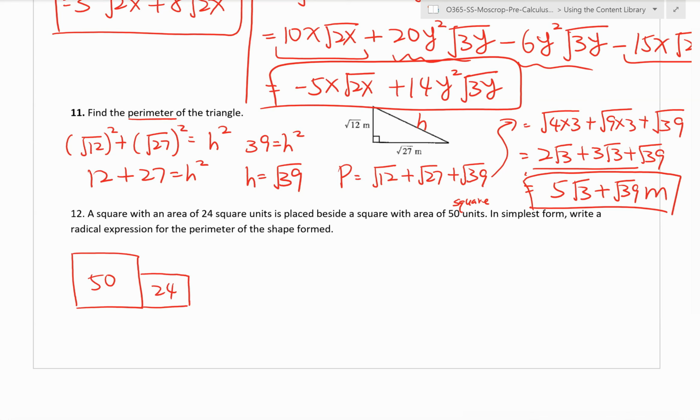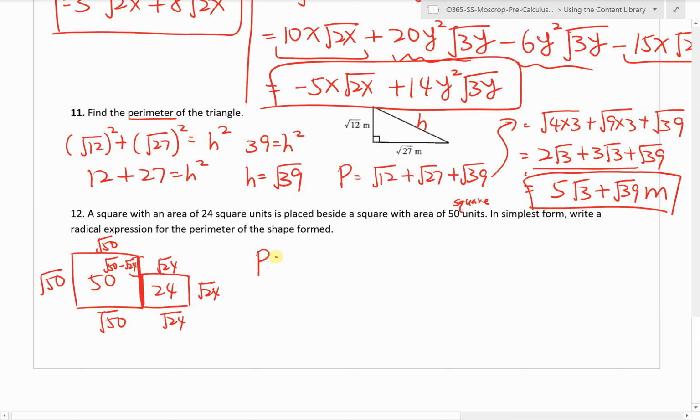Now, if the area of a square is 50, that means the side length is just the square root of that. So this is root 50, this is root 50, and this is root 24, root 24, root 24, root 50. Okay, so we are missing one side, which is that side. Well, what is that? That's the whole thing, take away this side, which is root 24, right? So that's root 50 minus root 24. That's the entire side length, take away the smaller square side length. So root 50 minus root 24.